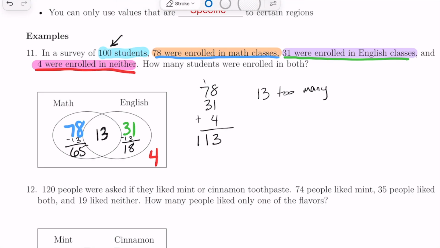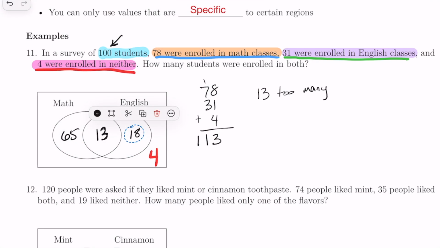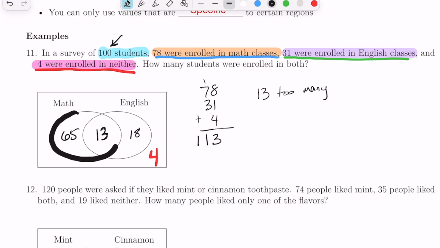Now, when I look at the Venn diagram that I have left, I can check to make sure that all my numbers make sense. For example, do I have 78 students signed up for math, like this says here? Yeah, 65 and 13. There's 65 students signed up for only math, and 13 students signed up for English and math. Combined, there are 78 students enrolled in math class.